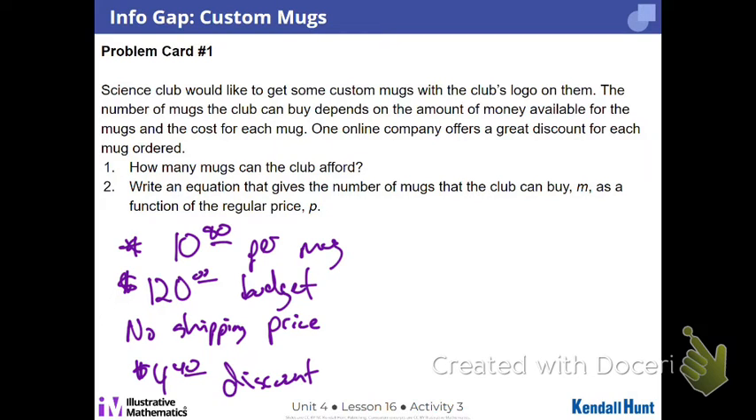So it's for the kids. Okay. You guys need to tell me how many mugs they can afford. You've got all the information you need, and then write an equation with those variables. How many mugs can we get, friends? 18.